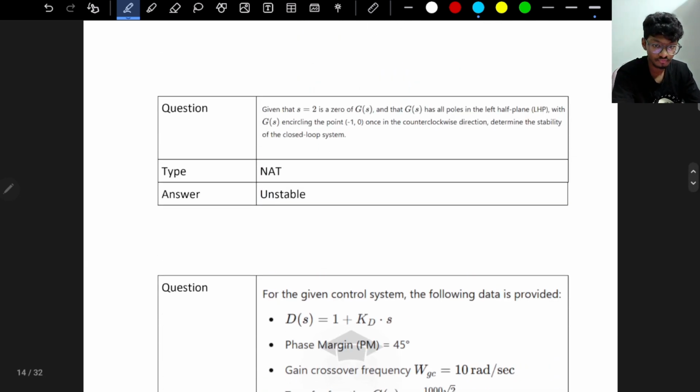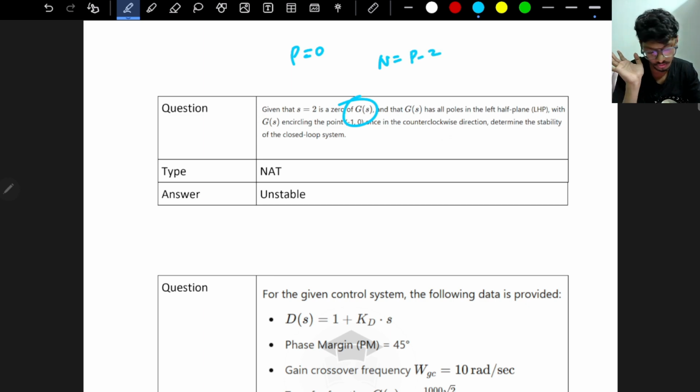So this one was an okayish question. Here they have given the Nyquist contour. They told us that I have an OLTF G of S which is totally stable, whose poles all lie on the left hand side. So P will be 0 in the Nyquist equation. If you remember, N equals P minus Z. P is 0. N they have given in the counterclockwise direction, encircling once.